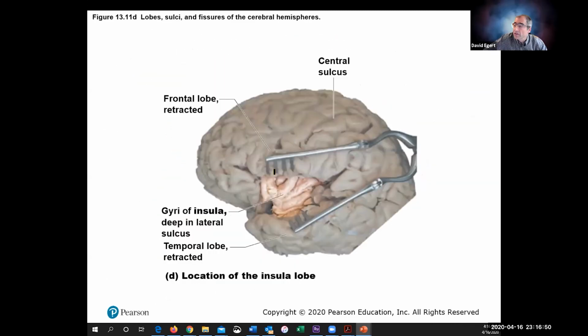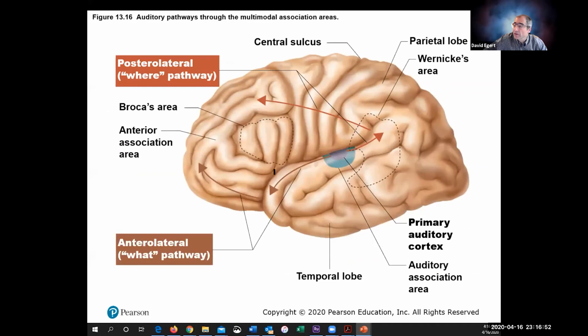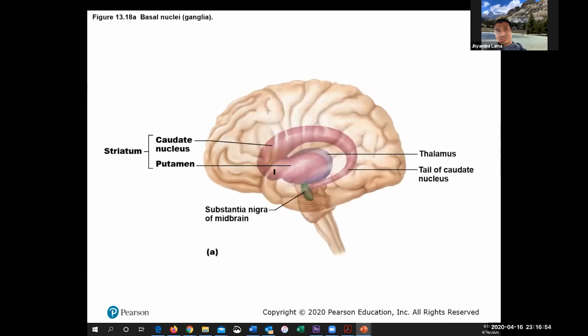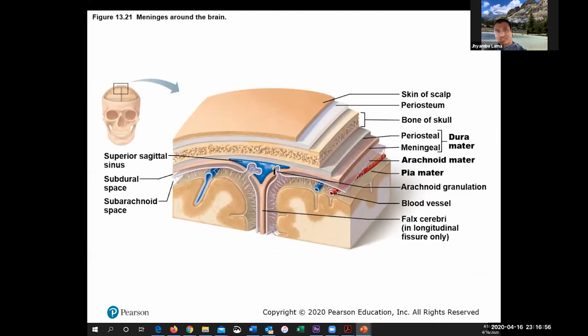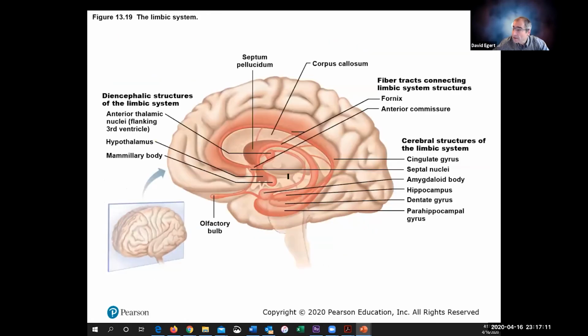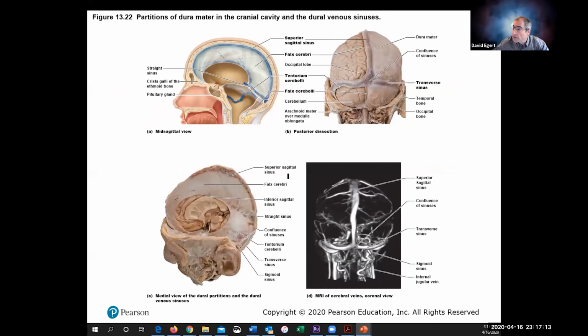Where does it go? From the subarachnoid space to the arachnoid granulations. Exactly, the arachnoid granulations into these dural sinuses: the superior sagittal sinus, the inferior sagittal sinus, the transverse sinus. So you should know all of those sinuses.